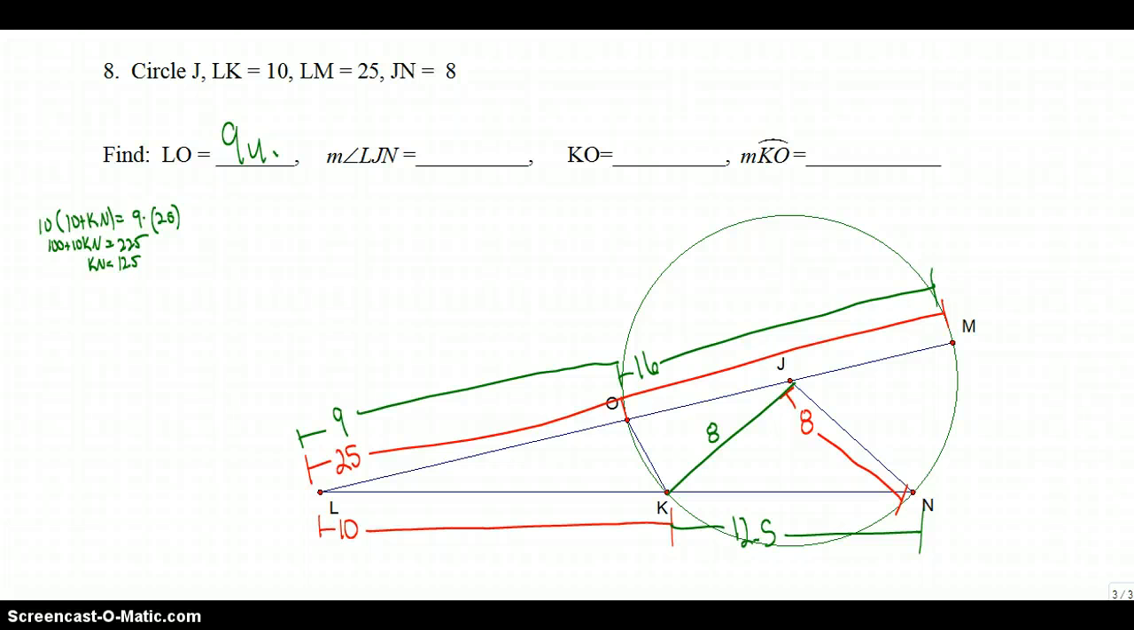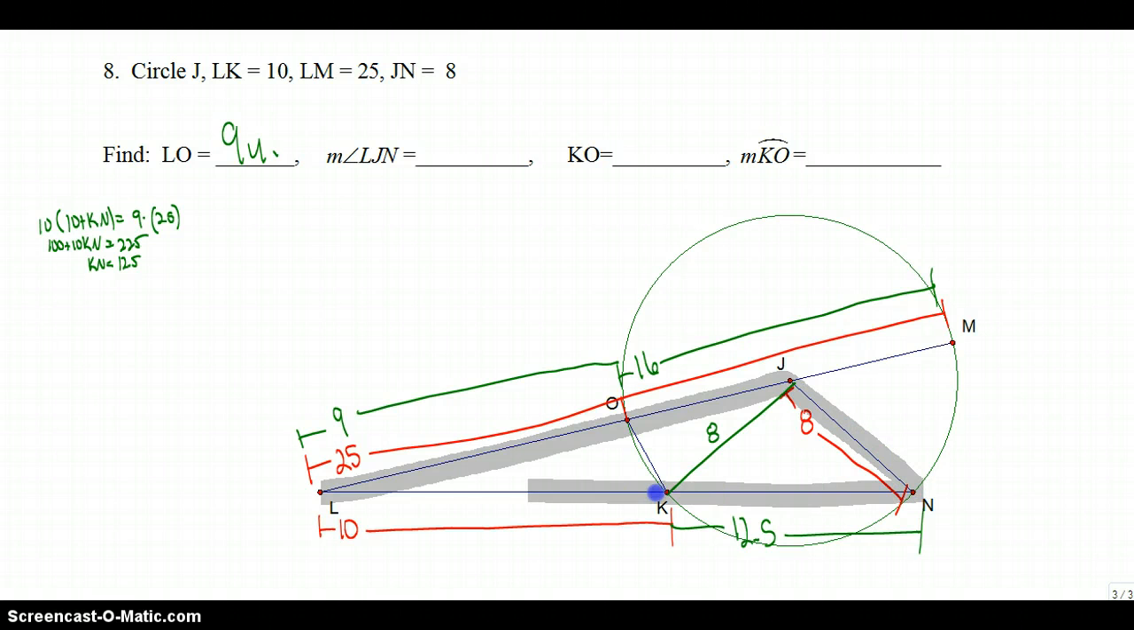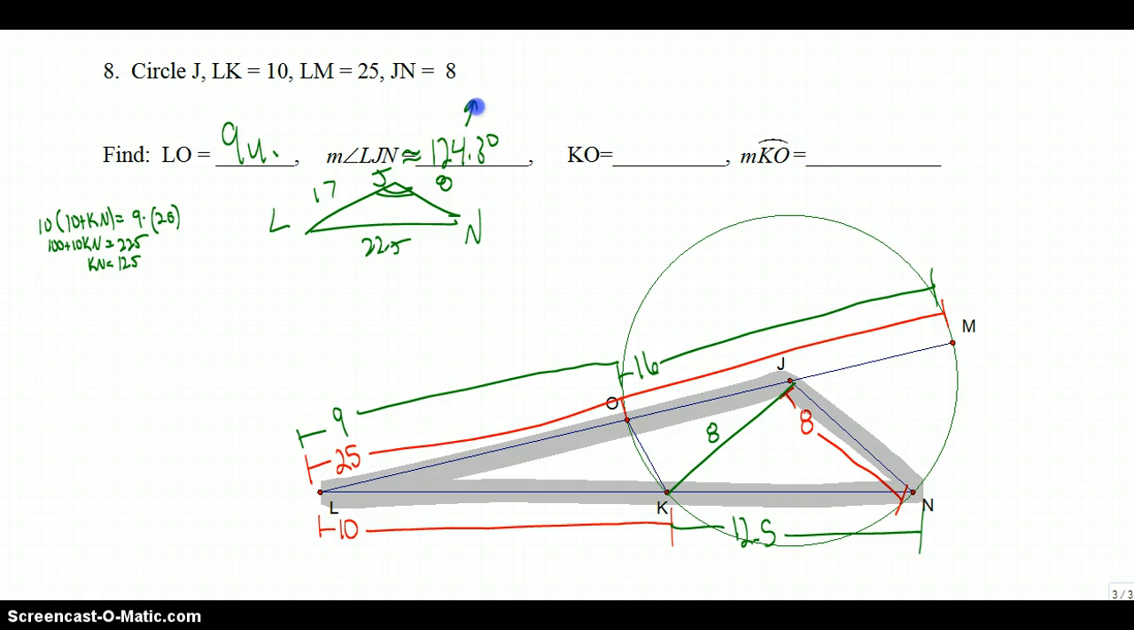We want to know, what is the measurement of angle LJN? Angle LJN, which is part of this entire triangle. If I focus just on that triangle, I know that the length of LJ is equal to 9 plus 8, or 17. JN is equal to 8, and the length of LN is equal to 22.5. So to find this angle, we can use law of cosines. And when you use the law of cosines, this angle LJN is approximately 124.3 degrees.